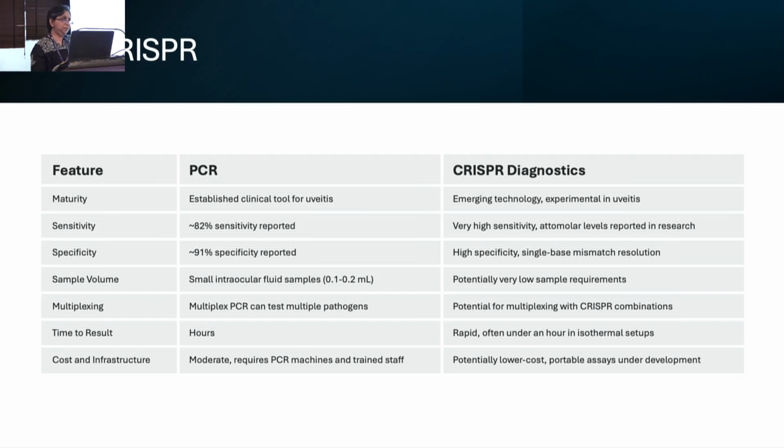Now, how is it better than the PCR? It's far more sensitive, far more specific, and its turnaround time is something like 1 to 2 hours. Also, unlike the PCR, which needs a very sophisticated lab setup, this one in future might be able to give you bedside diagnosis, within a matter of a couple of hours at a lower cost. So this has already been tested out in fungal endophthalmitis and in fungal keratitis.